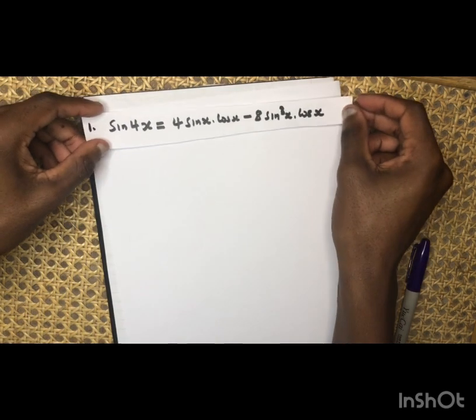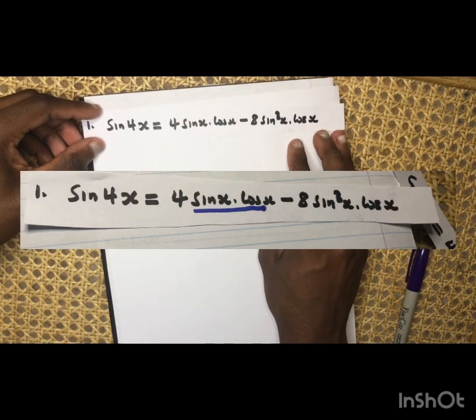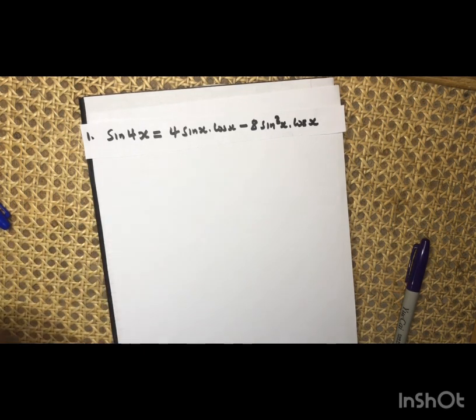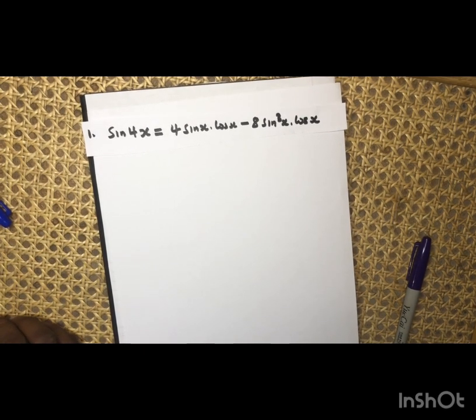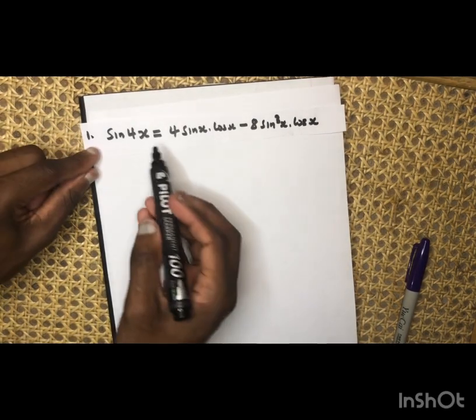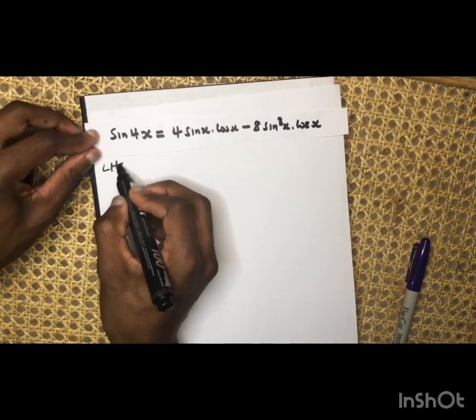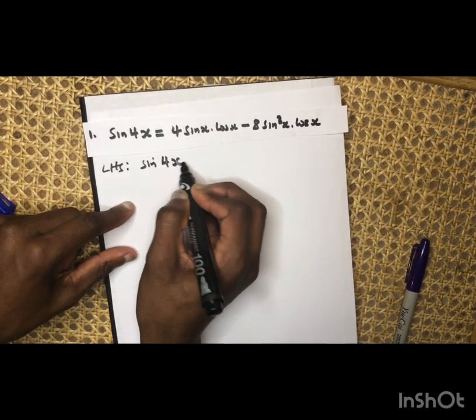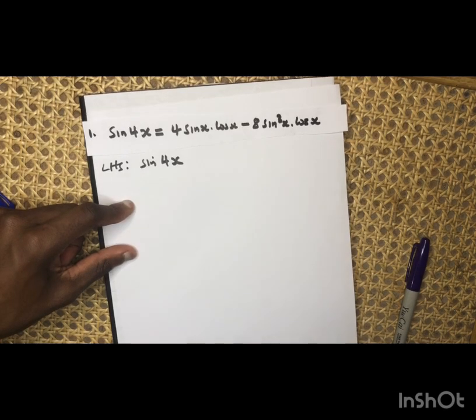So we are doing now number 3. This is the question that we have here. Sine 4x equals 4 sine x cos x minus 8 sine cube x cos x. So surely in this equation, I'm going to take the left hand side again. So now I'm given sine 4x. Remember, 4 is an even number.